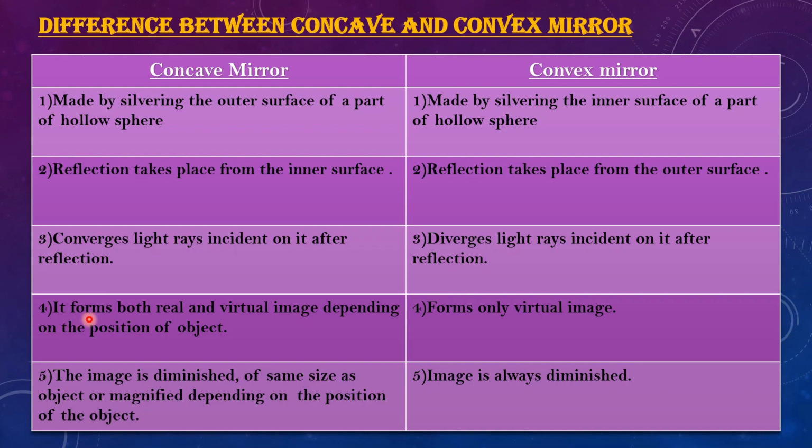A concave mirror forms both real and virtual images depending on the position of the object, whereas a convex mirror forms only virtual images. There is no real image formed in the case of convex mirrors. In a concave mirror, the image is diminished, of the same size as the object, or magnified depending on the position of the object, whereas in a convex mirror, the image is always diminished.